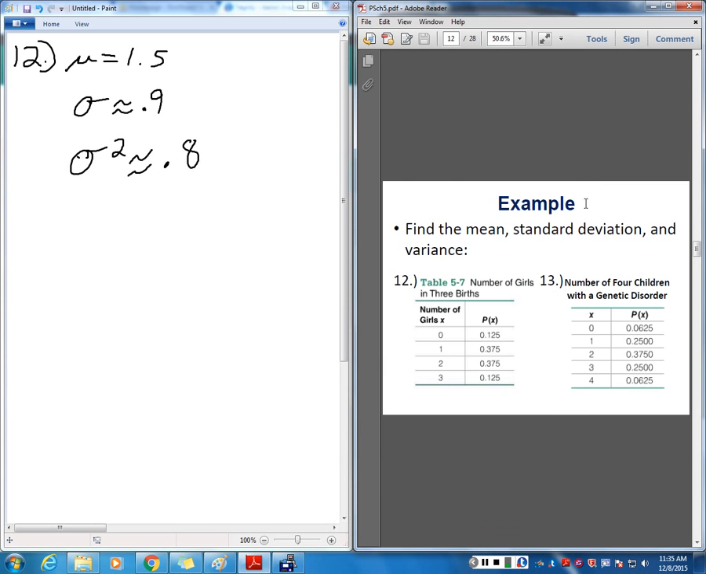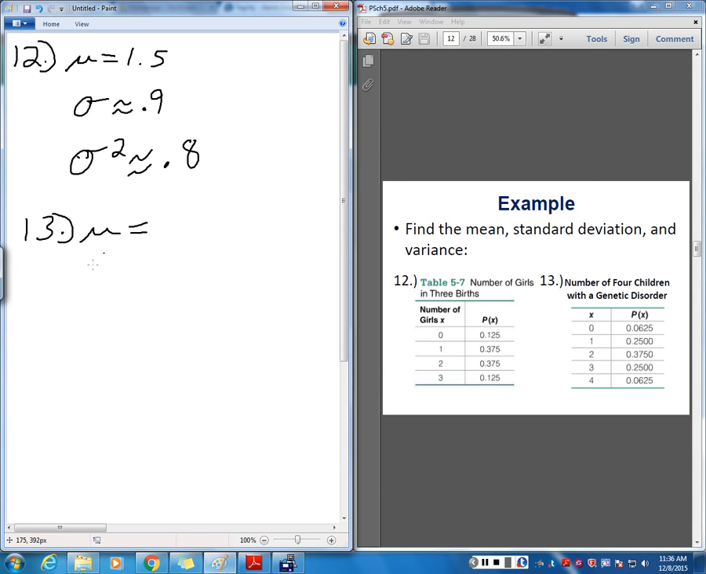Let's repeat that process for number 13. Again, I'll find mu, sigma, and sigma squared, population variance.